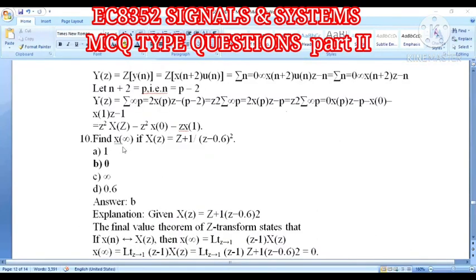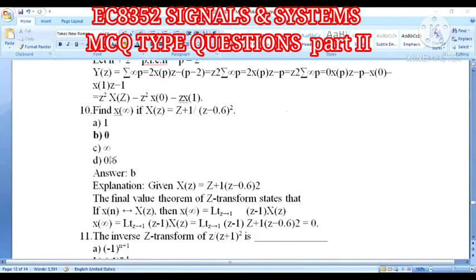Similar for the second problem also, find the final value if x of z equal to z plus 1 divided by z minus 0.6 whole square. So definitely the answer becomes 0. Okay, so according to the definition, final value theorem, x of infinity means final value, x of 0 means initial value. Okay, so once you know the definition of initial value and the final value, you will be able to answer the above questions. Okay, so only the initial and final value, I will show 4 to 5 problems here, right?